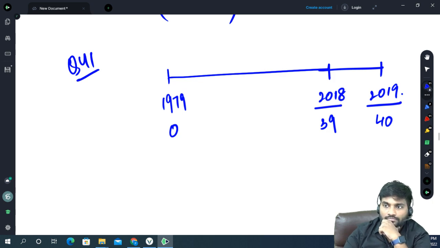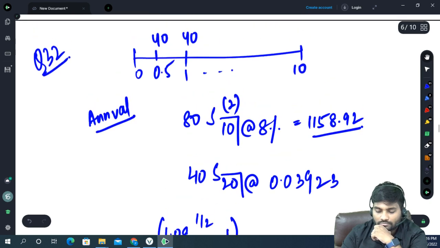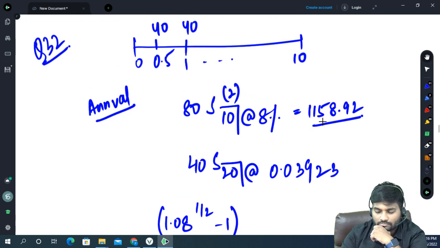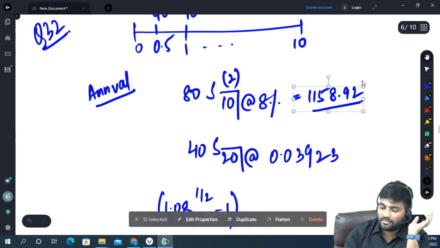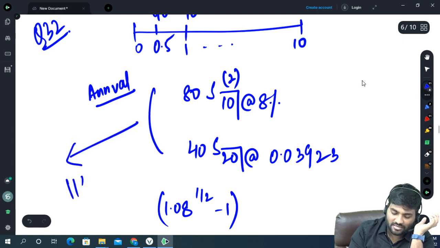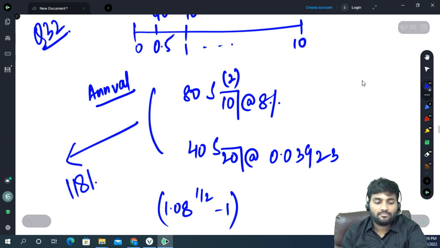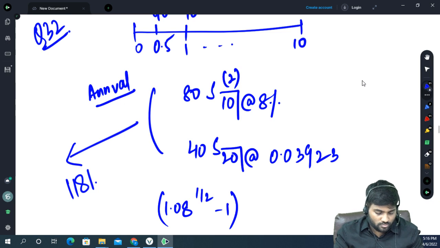No. 1158 is the wrong answer. And second one? From both the methods, the answer will be same. Now, what is the answer? Tell me. This is not the correct answer. The answer is 1181 point. Question number 32. 1182 is the correct answer here.